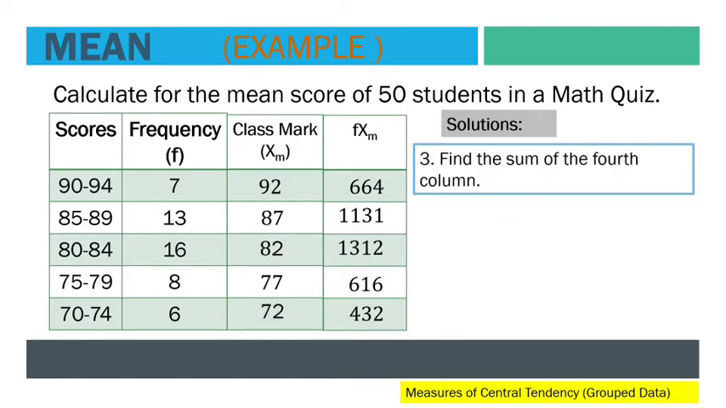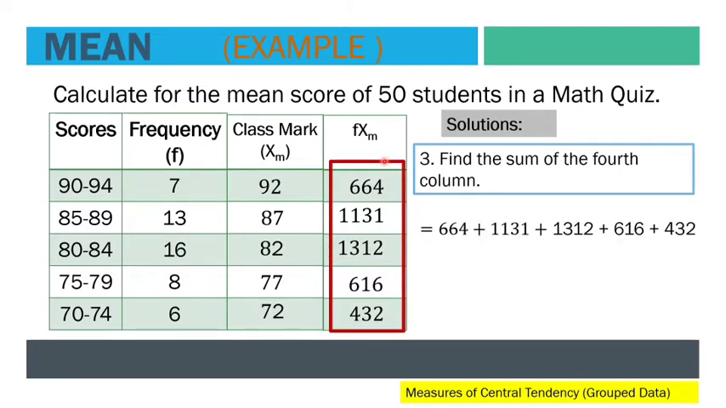The third step is to find the sum of the fourth column. After completing this column, we now have to add them all. Let's use our calculator to add them all to get the sum. And that would give us 4,135. So let's write it here under this column.